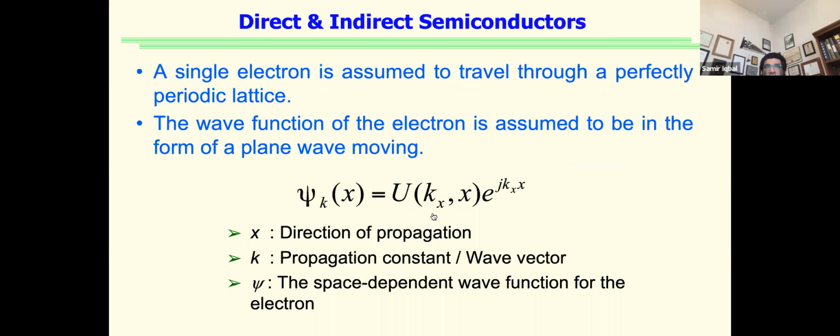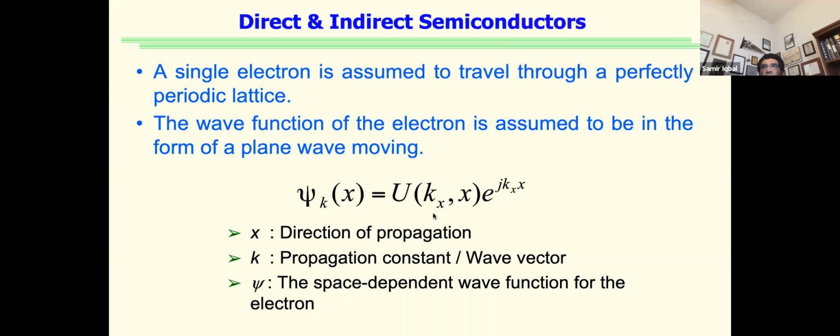vector associated with it. There's a wave vector, a wave function associated with it. So now this wave function will tell us how it is behaving, right? It's a function. So u is what changes with respect to the wave function in the lattice. If it's going in this direction, it may have a different wave function. If it is going in this direction, it may have a different wave function associated with it.